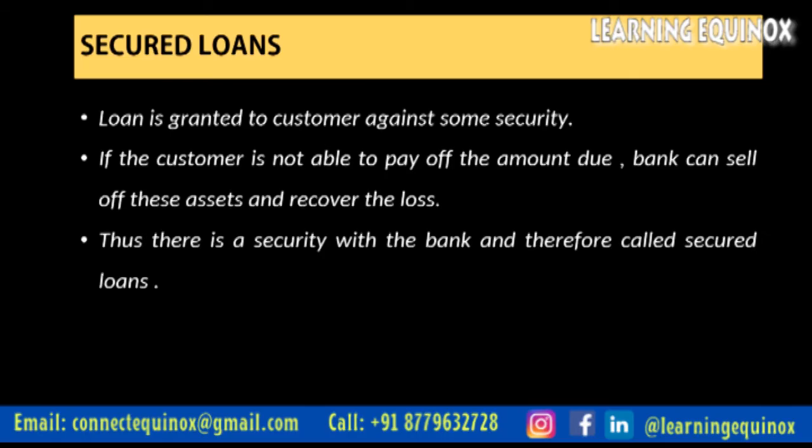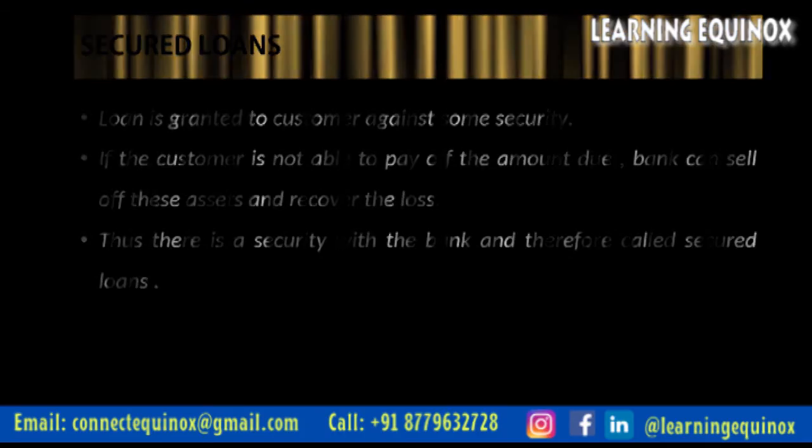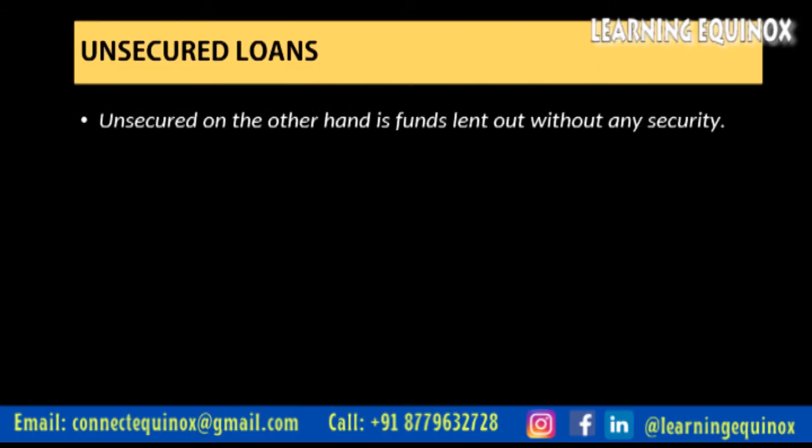Thus, the bank is secured in such a case. The security is available with the bank and it can at any given point of time sell off that security and make good the loss. And thus, these are called secured loans. Unsecured, on the other hand, are funds which are let out without any security. These are unsecured loans and overdraft facilities or credit cards.